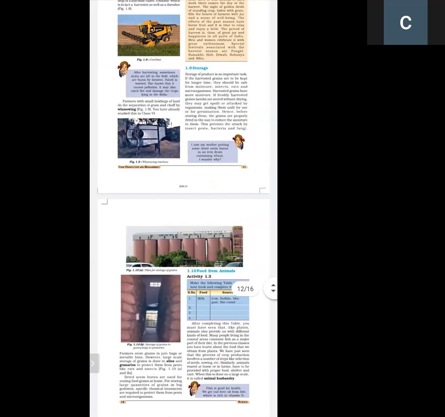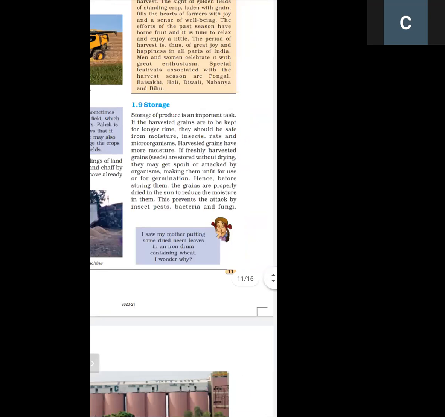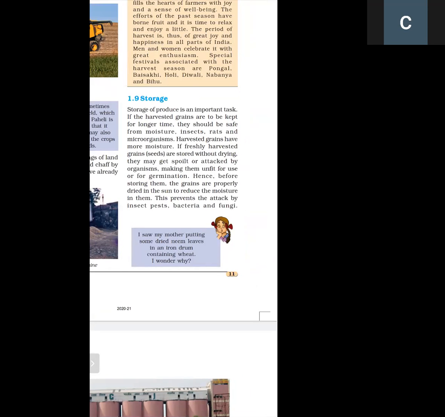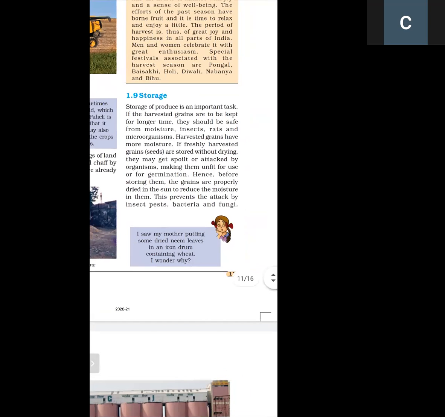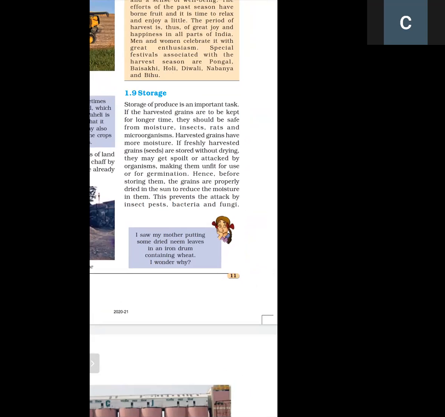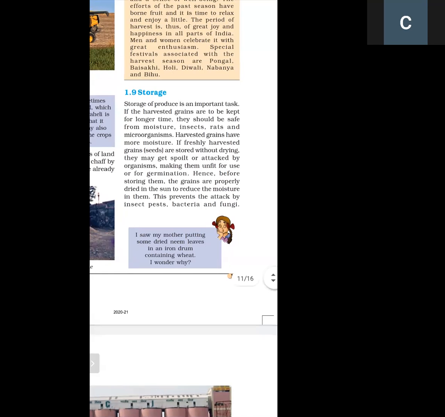The first question arises: why do we dry the grains before storing? Because after harvesting, the crops have moisture. If grains contain moisture, they are attacked by pests and microorganisms, which can destroy the crops. So firstly, we have to dry the crop before storing it.